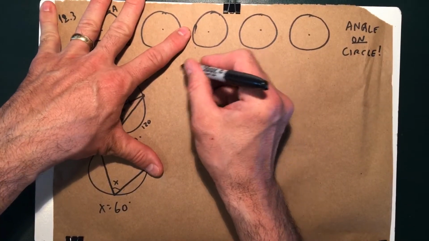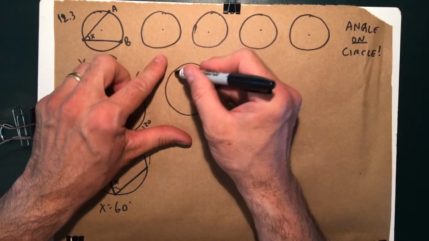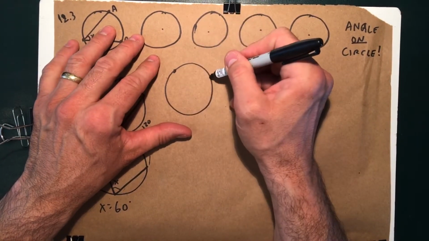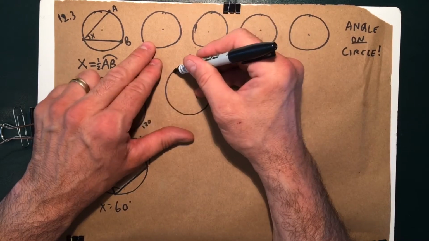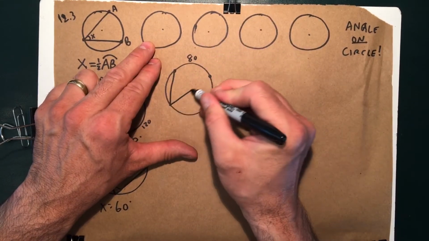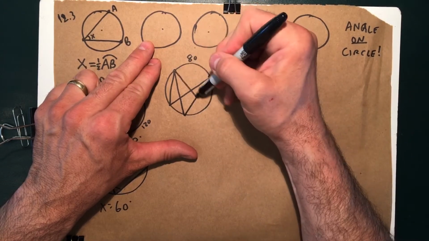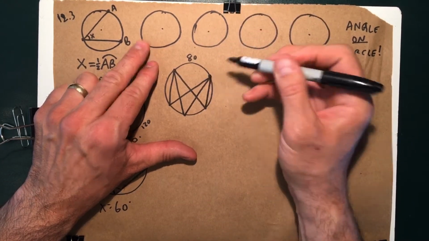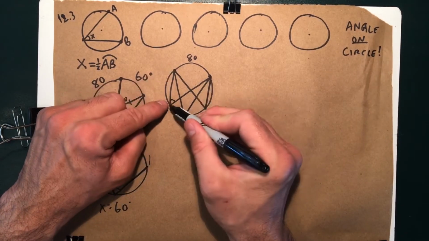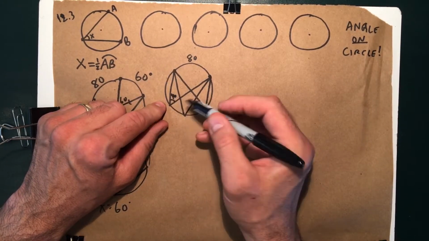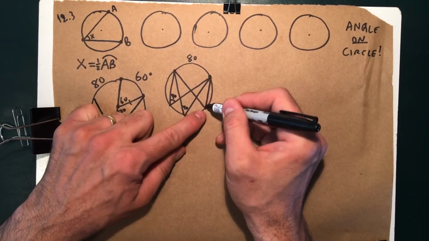What happens if you've got something like 80 degrees, and you have an angle over here, and an angle over here, and an angle over here? How big would this angle be? Well, this angle here, what does it open to? 80, so it's 40. This angle here, what does it open to? 80, so what is it? 40. What is this angle here?